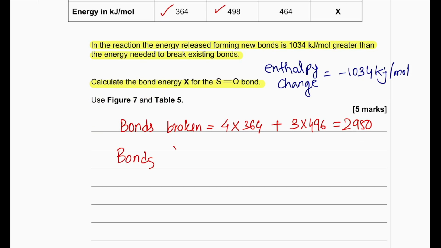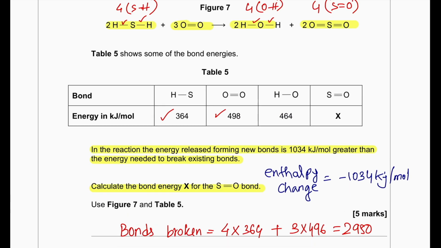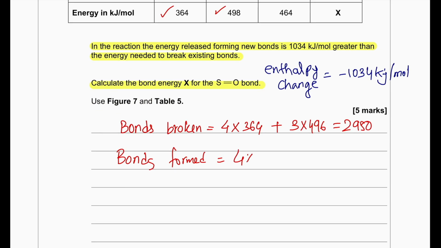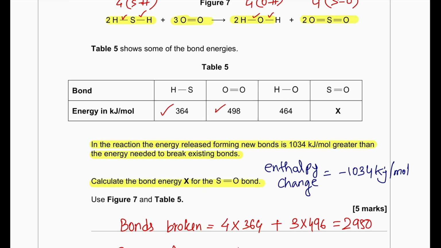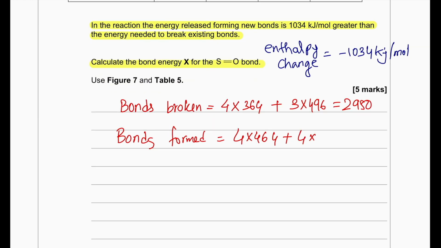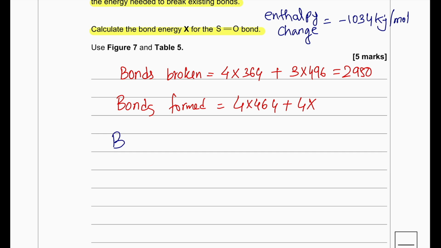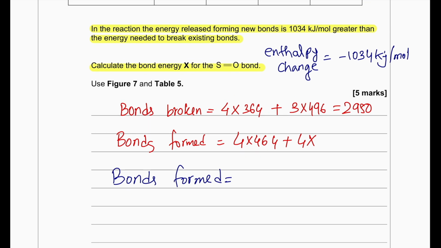Bonds formed. The bonds we have formed are 4 O-H, so 4 times 464. And the S=O bond we do not know, so 4 times X, so we just write 4X. We can also find the bonds formed from the information given to us, which is that we have released this much energy. So 2950 plus 1034 will give us the total amount of energy released when the bonds are formed.